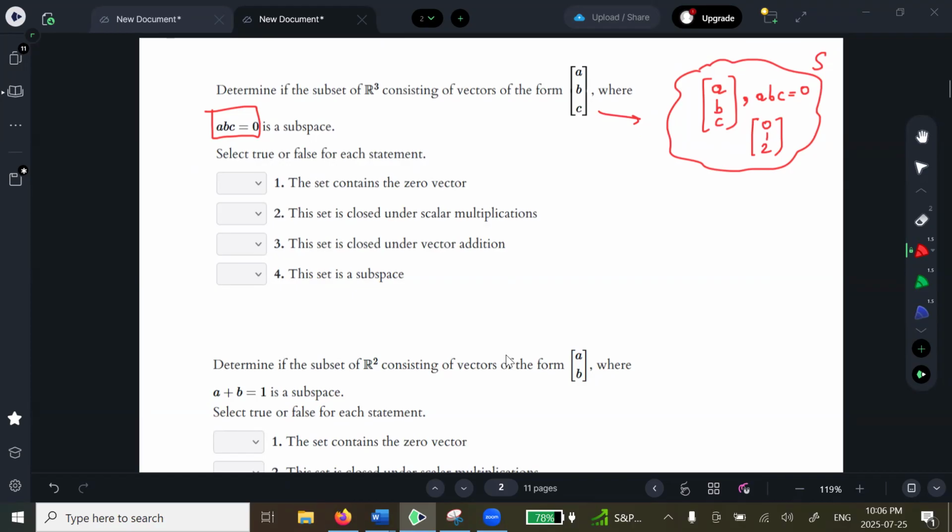The set contains the 0 vector. How do you check? Well, what is the 0 vector? I think you all must be aware of it now. All zeros, right? Yes, 0 vector belongs in the subspace because it satisfies the condition. For the 0 vector, your A is 0, your B is 0, and your C is also 0. So A times B times C, which will be 0 times 0 times 0, it satisfies, right? Is the set closed under scalar multiplication?